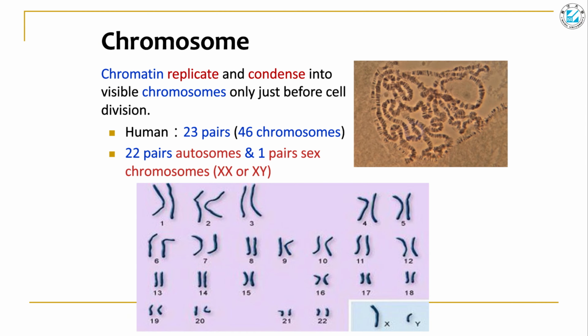Okay, so let's see what the chromosome is. The chromatin replicates and condenses into visible chromosomes only just before cell division. So humans have 46 chromosomes, and 22 pairs are autosomes, and one pair is the sex chromosome, which is XX or XY.